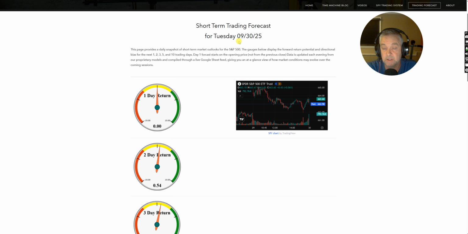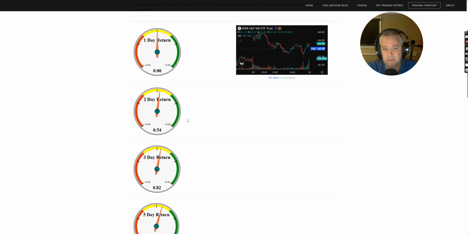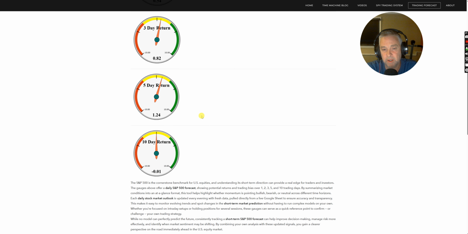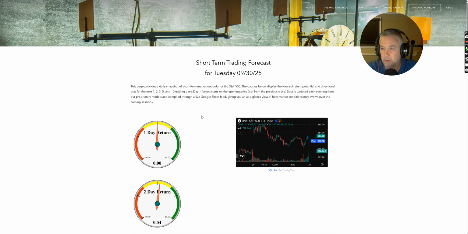So you can see I did tonight's scan, Tuesday, 9/30/2025. We're right at 0. 3 day, we're in the yellow. So look for these things where it goes red or green. This is a pretty normal kind of day for tomorrow.